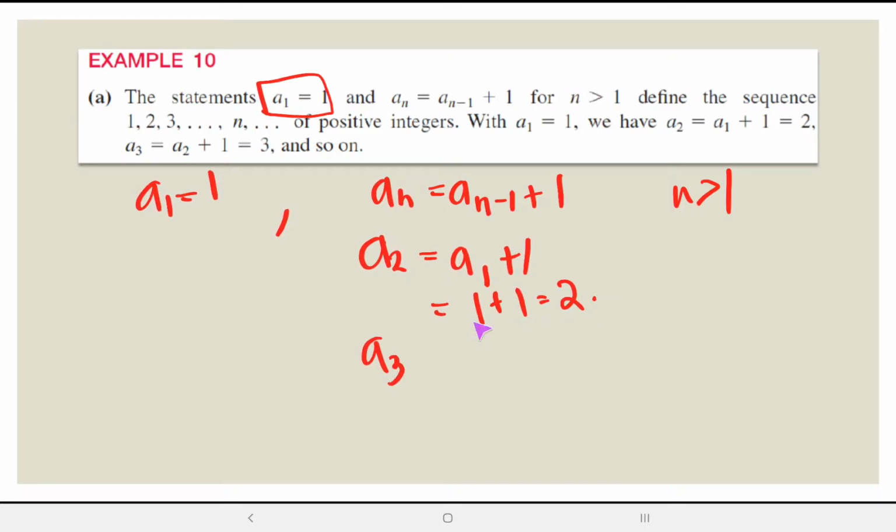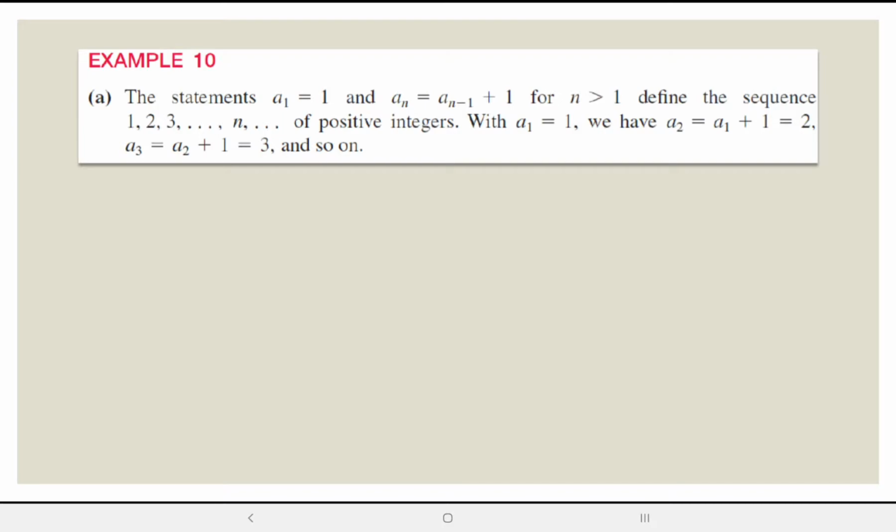So, kung hahanapin natin si a3, nakadepende siya kay a2, which is 2 plus 1. Tama? Kung hanapin natin si a4, nakadepende siya kay a3 plus 1. Okay, kaya siya tinawag na recursive. Hindi mo pwedeng mahanap yung future terms without using the previous terms. Okay?